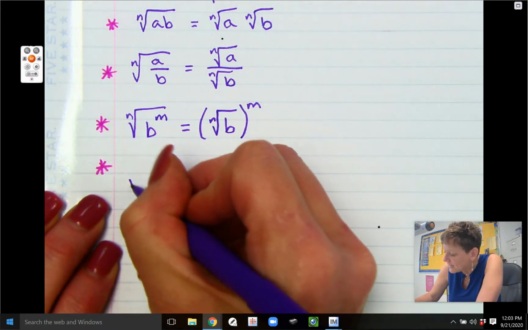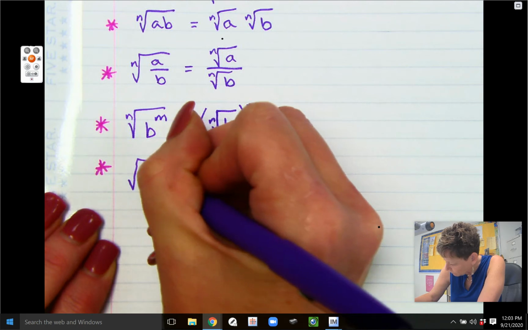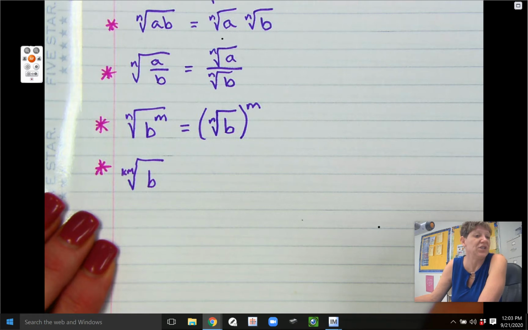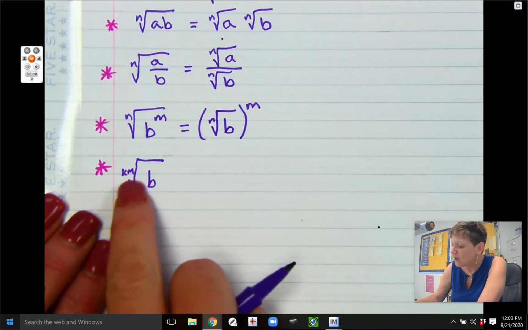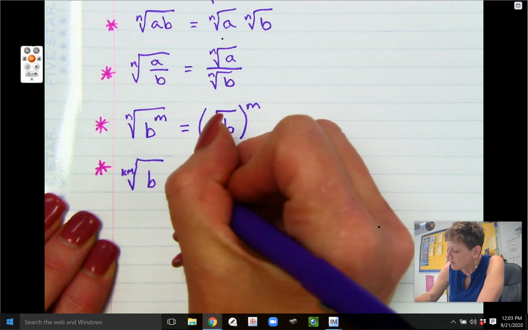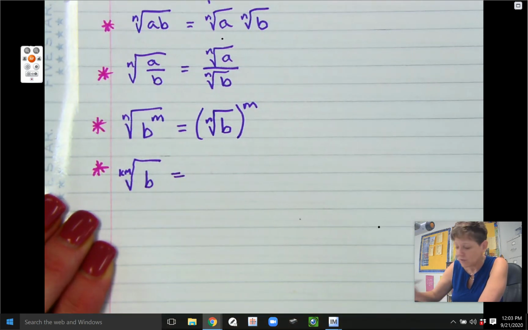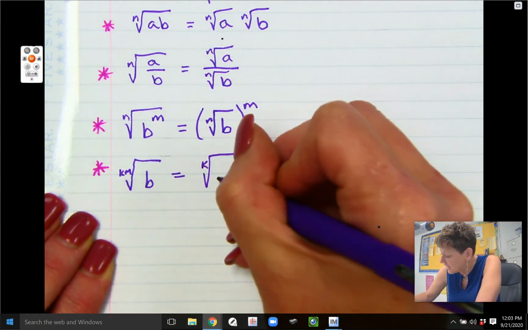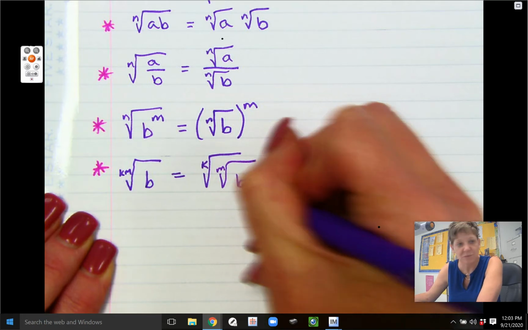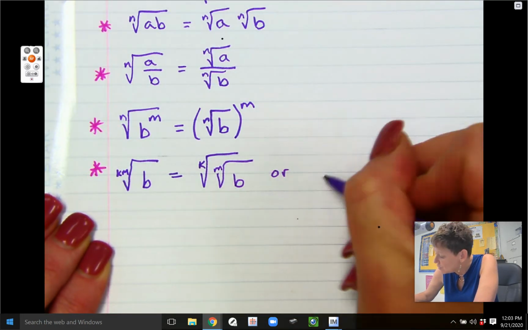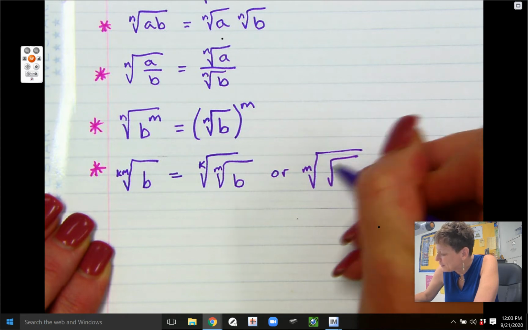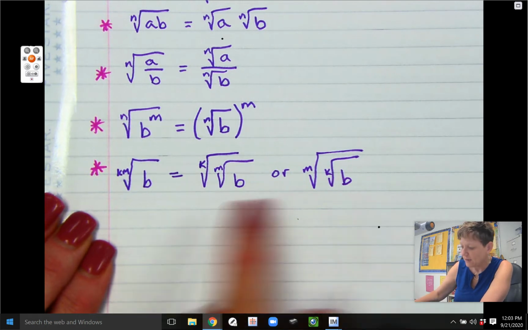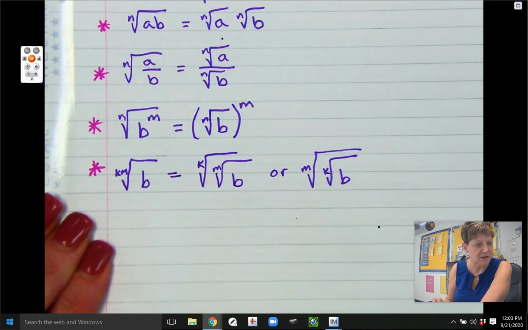If you have an index that can be factored, we'll make it km, or k times m. So like 6 could be changed to 2 times 3. So if you have an index that can be factored, you are allowed to break that up into 2 radicals. So here you would have the k root of the mth root of b, or if you prefer, you could do the mth root of the k root of b. So you can do it either way. So if you have a large index, you can break it into a smaller index by factoring it.